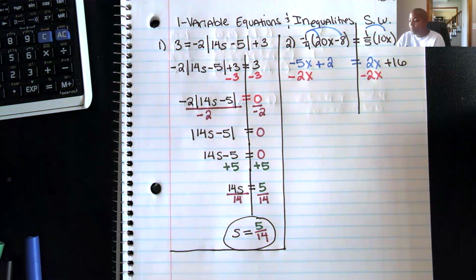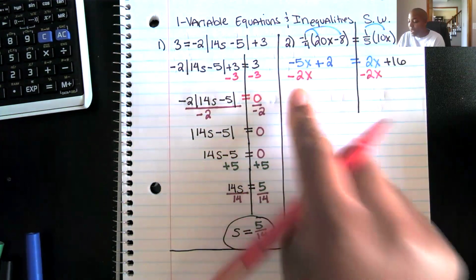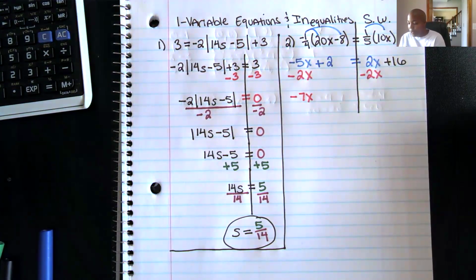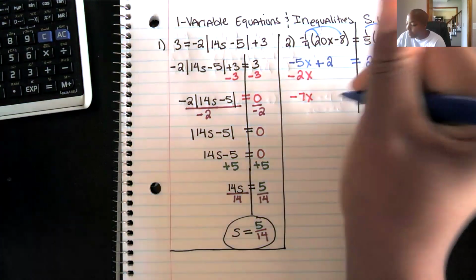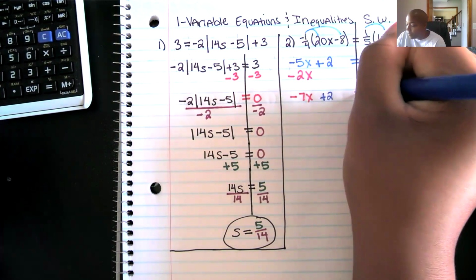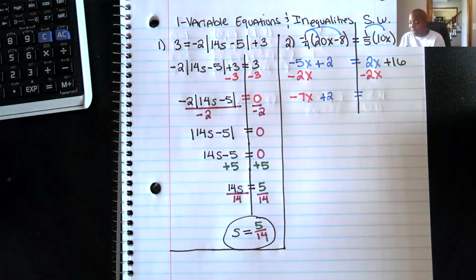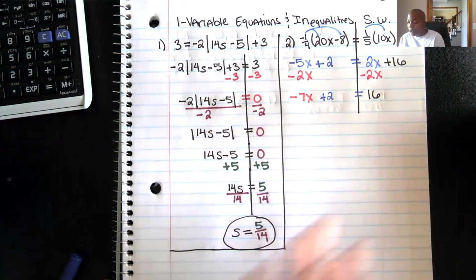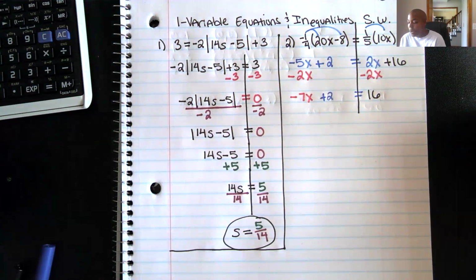And then we have to simplify it. -5x minus 2x is -7x. The +2 doesn't change, so it just comes down. 2x minus 2x is 0, so they cancel out, and this is equal to 16. Now we have a normal 2-step equation. Now we can use our normal solving steps.